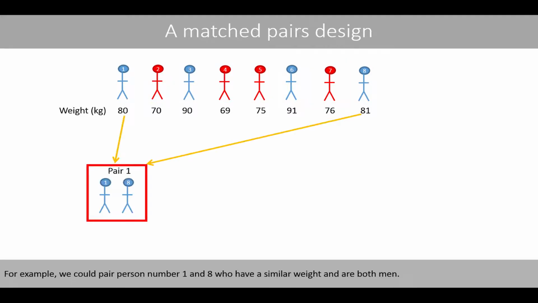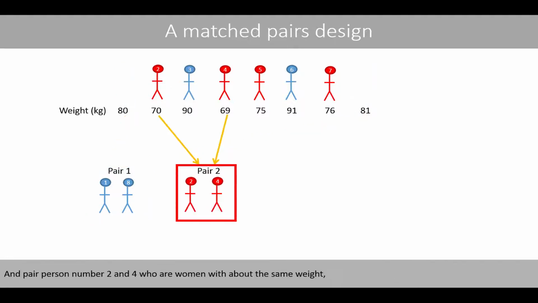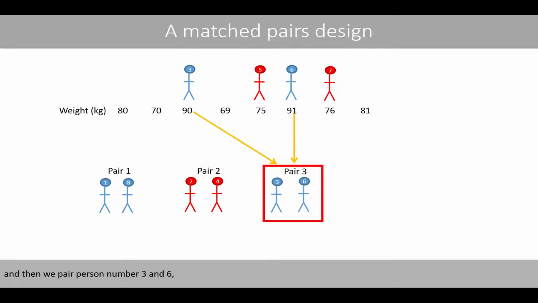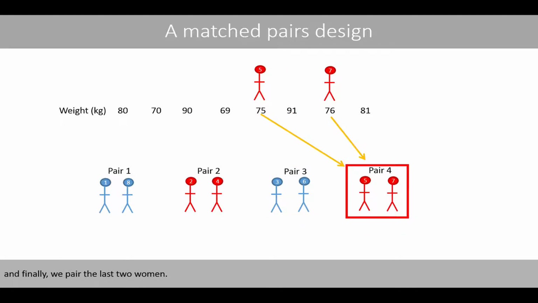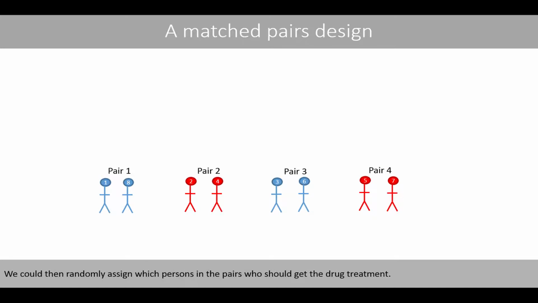For example, we could pair person number 1 and 8 who have a similar weight and are both men, and pair person number 2 and 4 who are both women with about the same weight. And then we pair person number 3 and 6. And finally, we pair the last 2 women. We could then randomly assign which person in each pair should get the drug treatment.